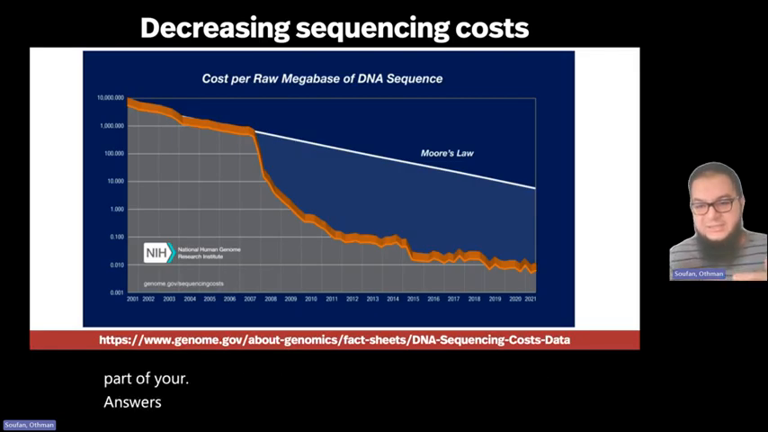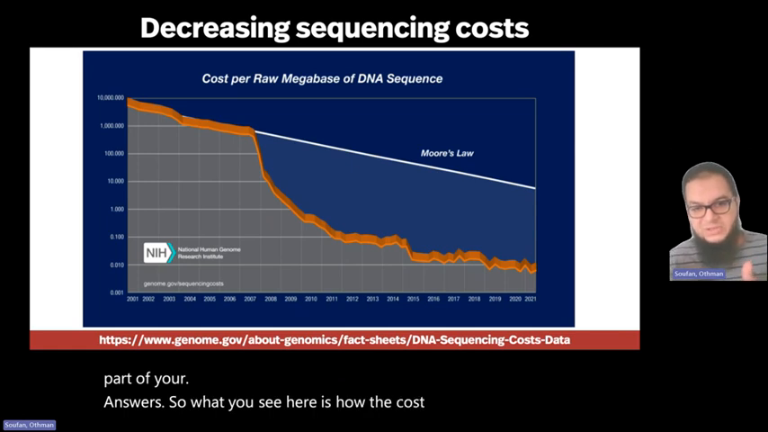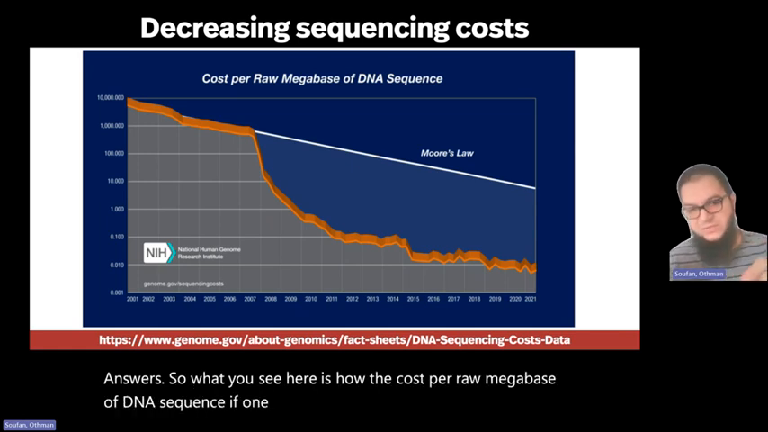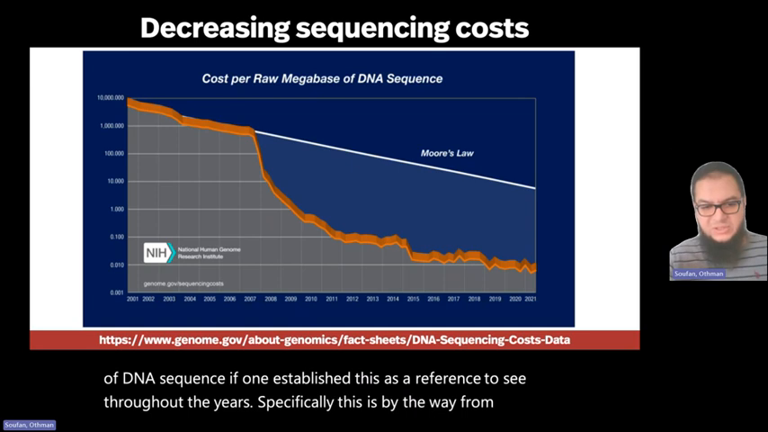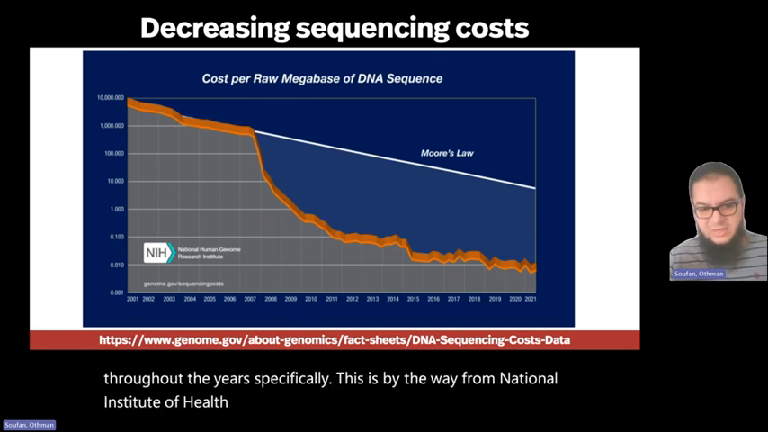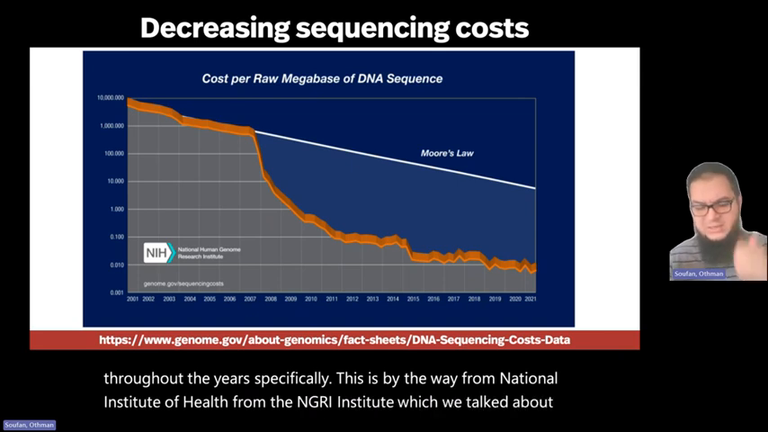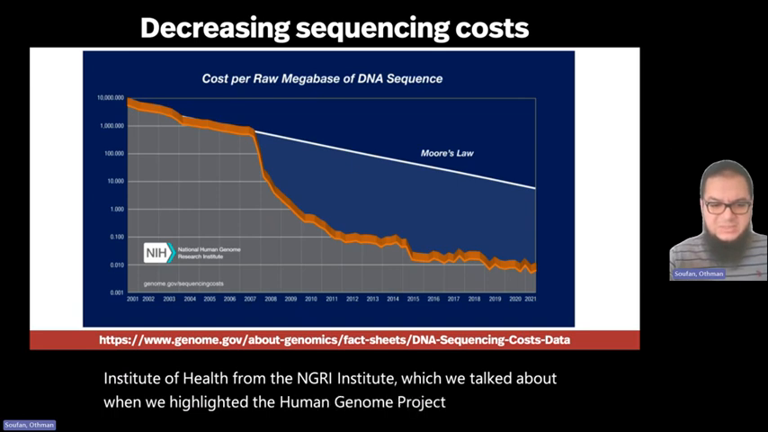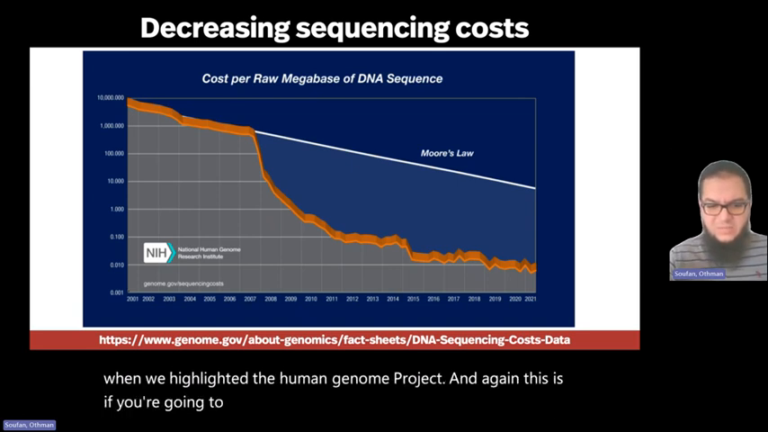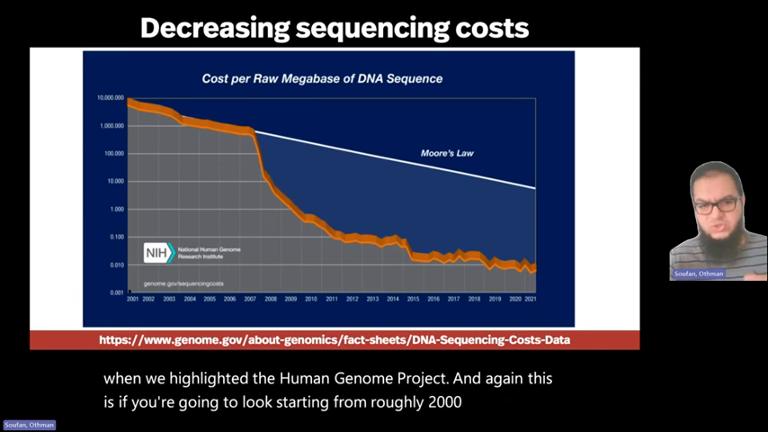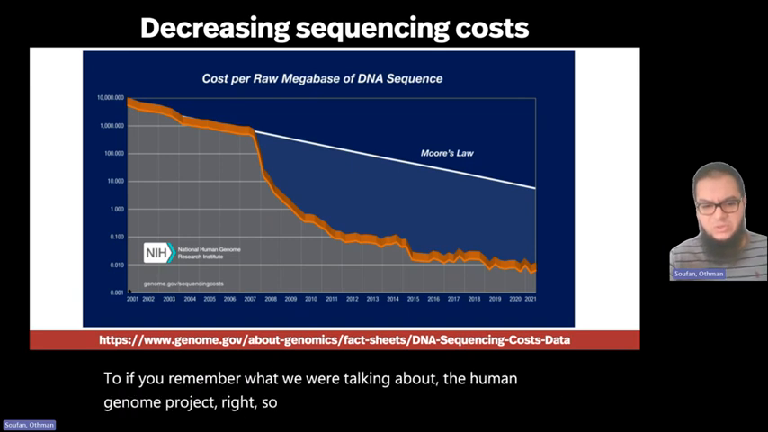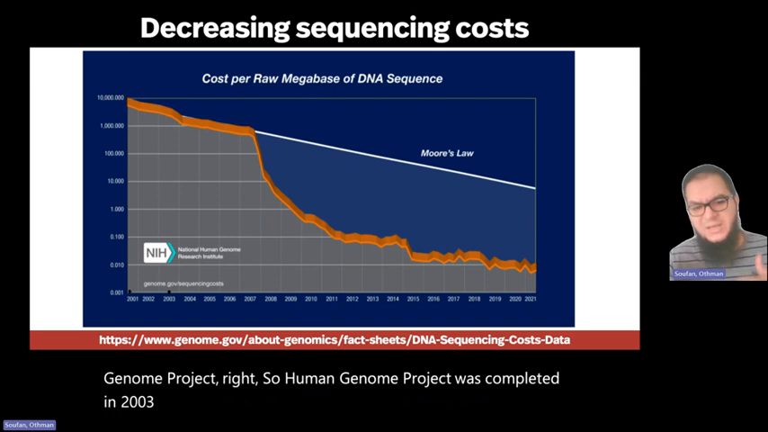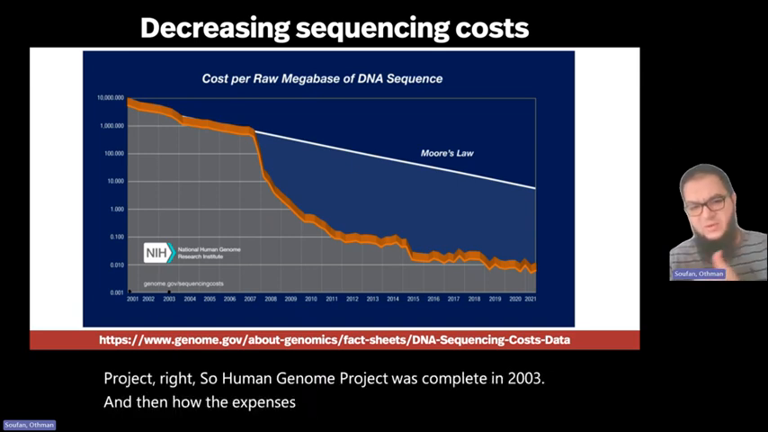So what you see here is the cost per raw megabase of DNA sequence, if we want to establish this as a reference to see throughout the years. This is, by the way, from the National Institutes of Health, from the NHGRI, which we talked about when we highlighted the Human Genome Project. Starting from roughly 2001, close to the Human Genome Project, which was completed in 2003, and then how the expenses moved from there on.